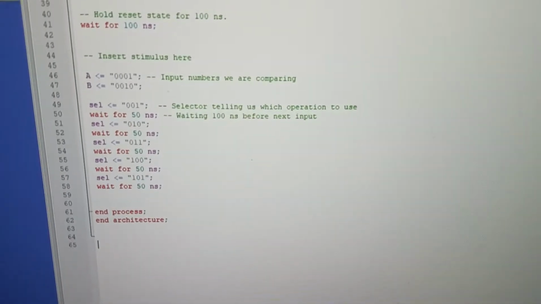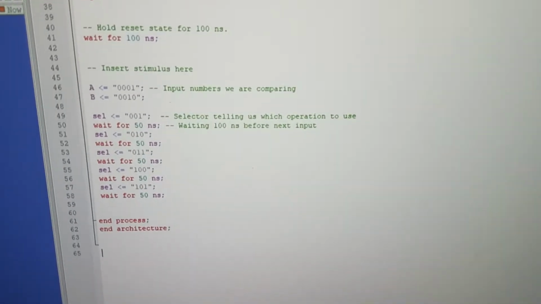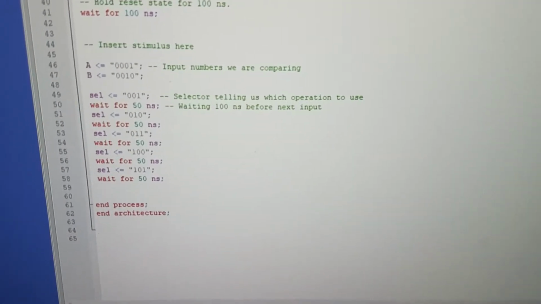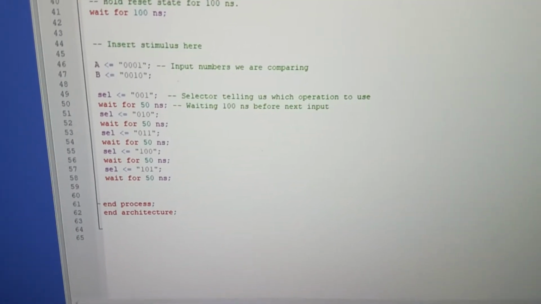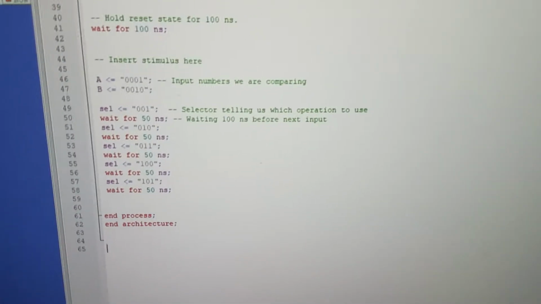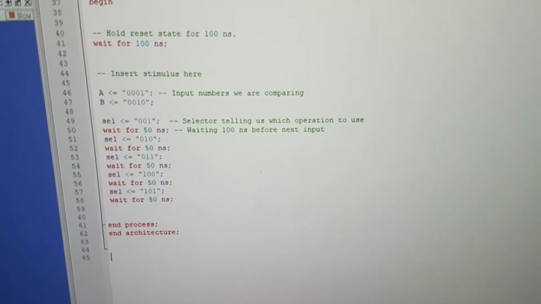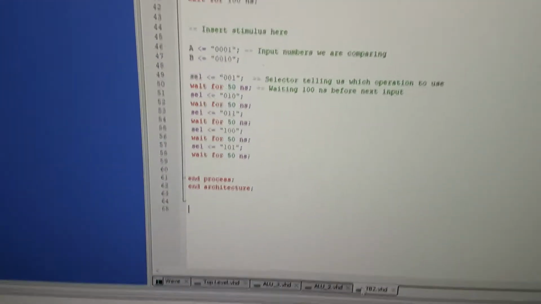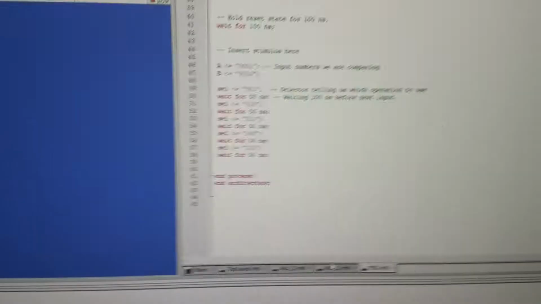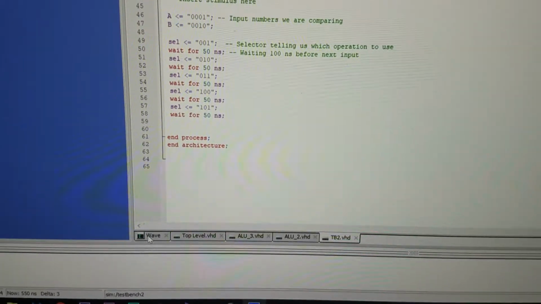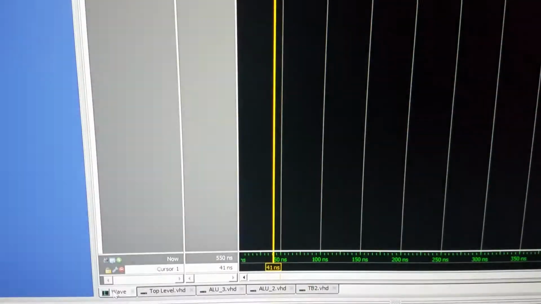So here we start with the inputs 1 and 2. Those are numbers we're comparing, and then the selector will tell us which operation to use. So 001 will be the AND operation, and it goes down the list. We wait 50 nanoseconds between each. I had 100 nanoseconds. That was a mistake. I should go back and change that for our comments. But we get into our wave function here.